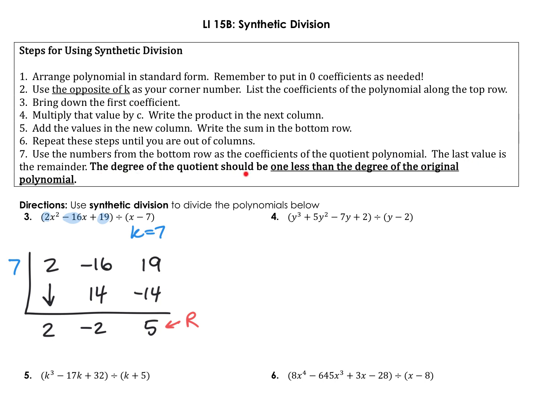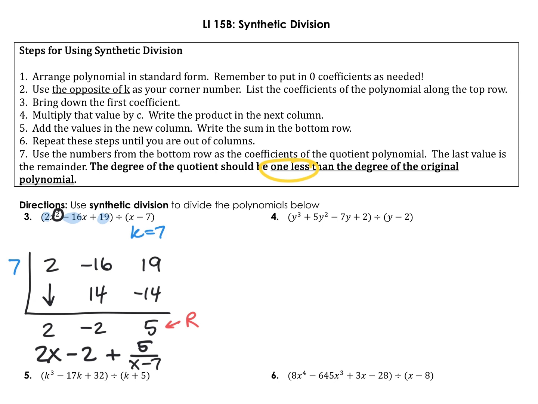The degree of the quotient should be 1 less, that's important, 1 less than the degree of the original. Okay, so when I go to write my answer, because my highest degree on this one was a 2, this one is only going to be as high as x to the first, so it'll be 2x minus 2 plus a remainder of 5 divided by my x minus 7. So because we did not end up with 0, we have a remainder, so it's 5 out of x minus 7. So you put it over the divisor, okay?